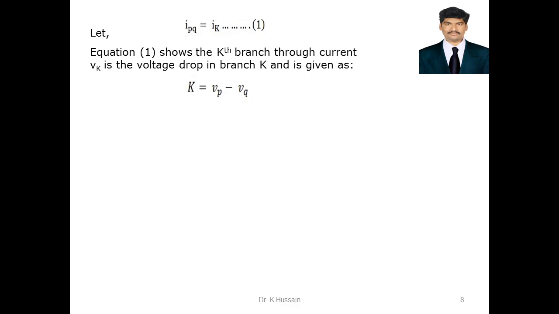Because here we have mentioned capital K, Vk is Vp minus Vq, because it is the voltage between these two. Vp and Vq are different node voltages: the respective node voltages at the P node and Q node.